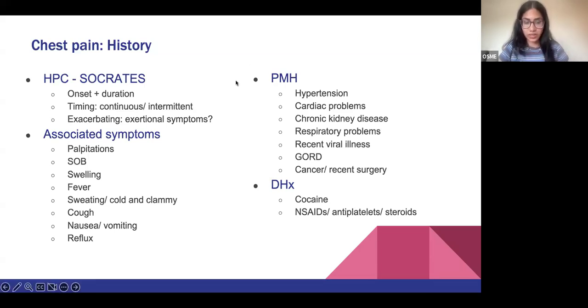Drugs, again, they should just tell you what they take. But here, things to look out for, any clues they give you. If they're taking cocaine, it could be a coronary vasospasm. And if they're taking NSAIDs, antiplatelets, steroids, bisphosphonates, then you might think it's a peptic ulcer disease. Okay.